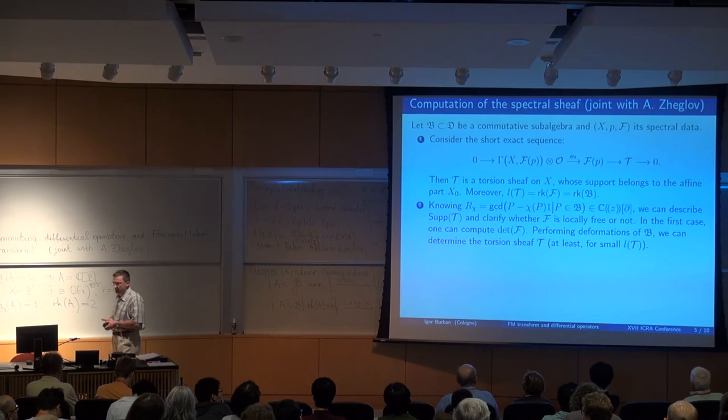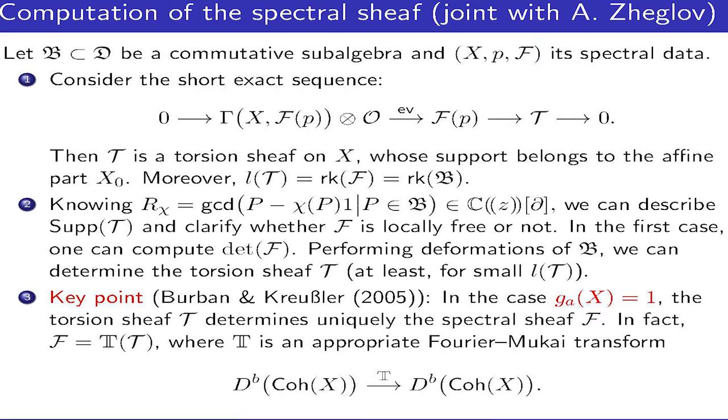It turns out that in the genus 1 case, the torsion sheaf T actually describes F because what we have here is the Seidel-Thomas twist of F. And it is known to be an equivalence. It is a Fourier-Mukai transform in the genus 1 case. So together with Kreuzler, we performed an analysis of this correspondence, and it is a tool giving us the answer.